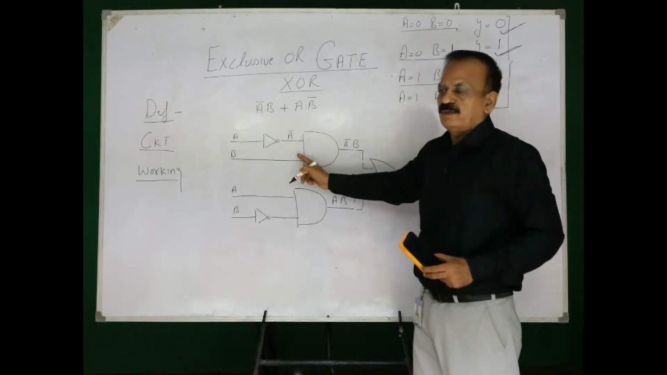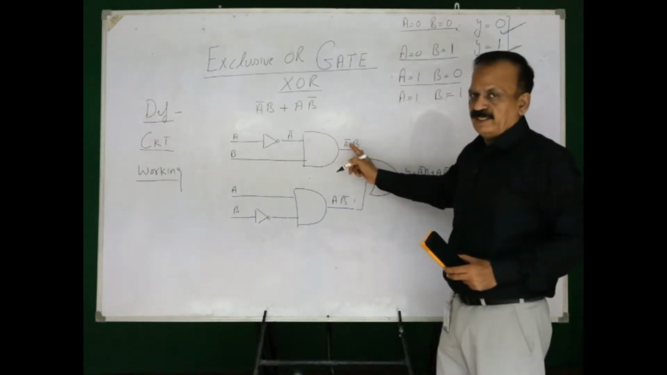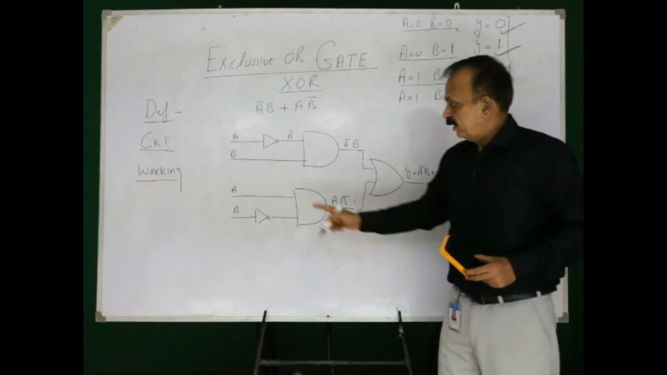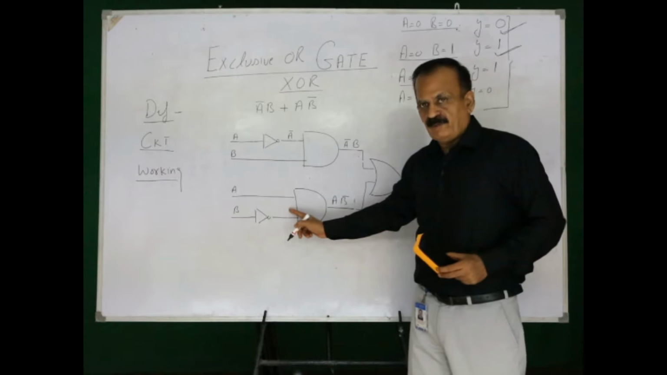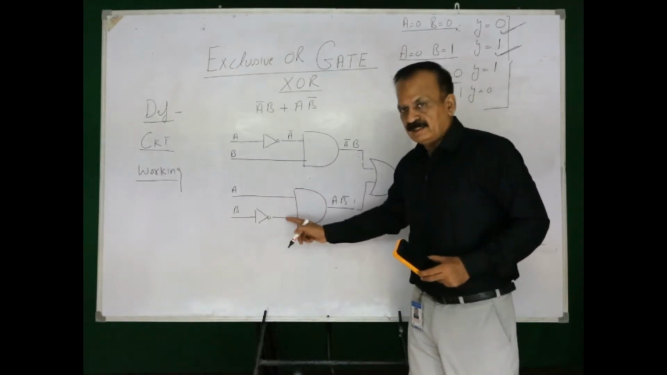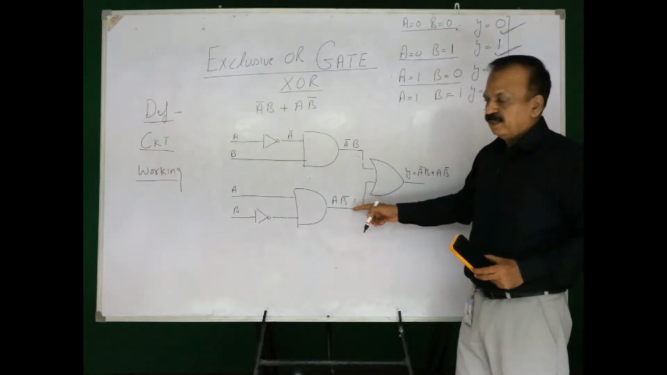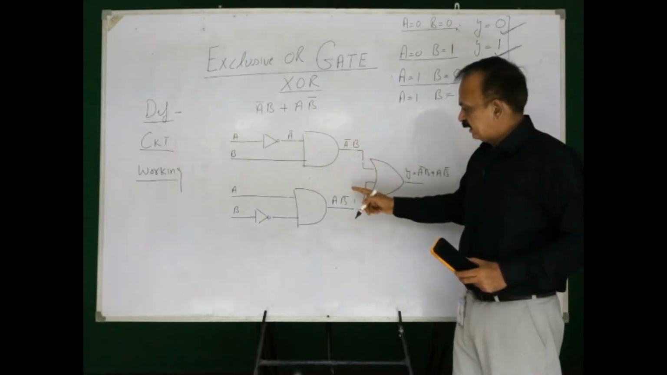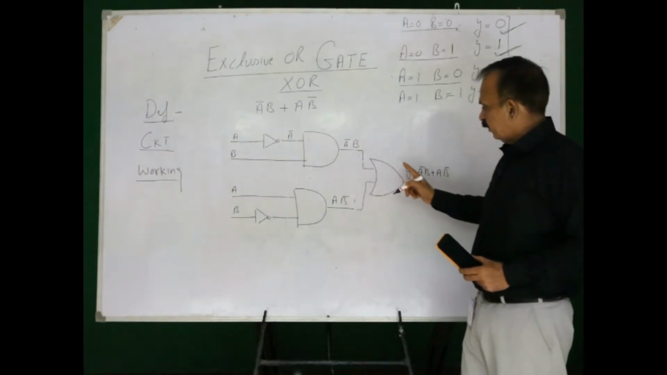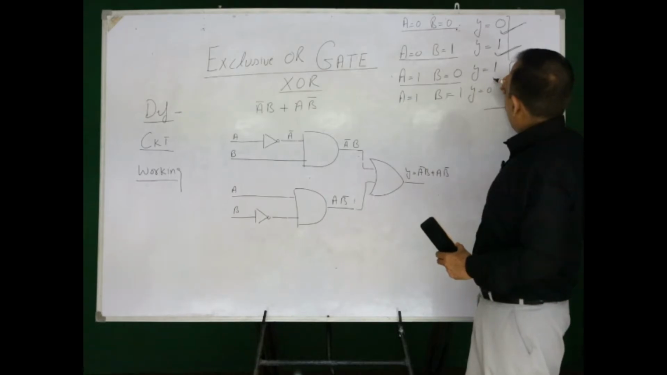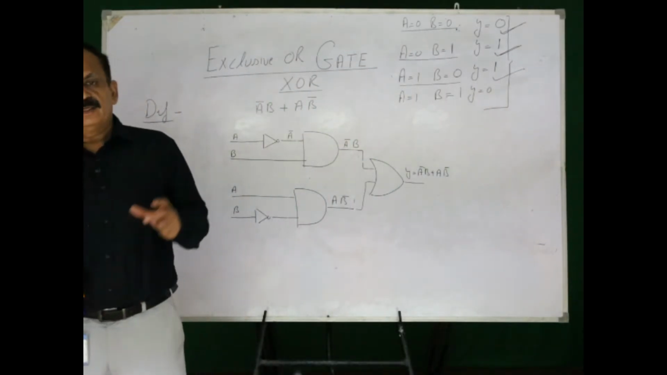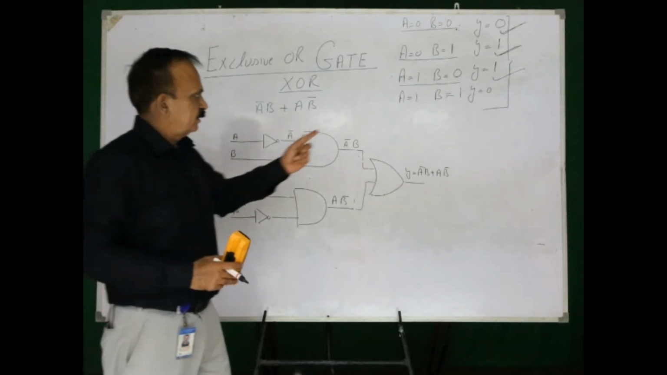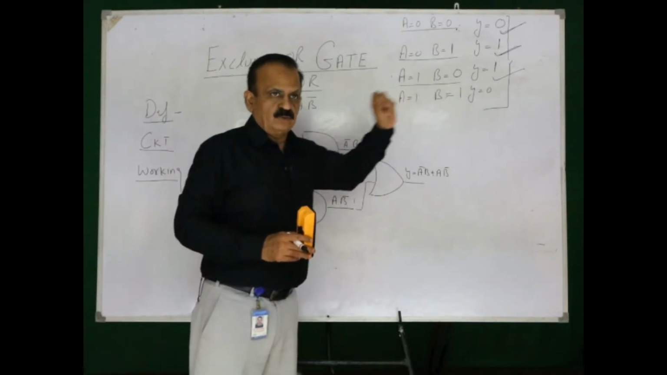If both will be 0, this result is going to be 0. A is equal to 1, now B is 0, so complement will be 1. If both are 1, this value is going to be 1. Now this is 0, this is 1, and this value is going to be 1, that is y is equal to 1. Now the last case, that is A is equal to 1 and B is equal to 1.